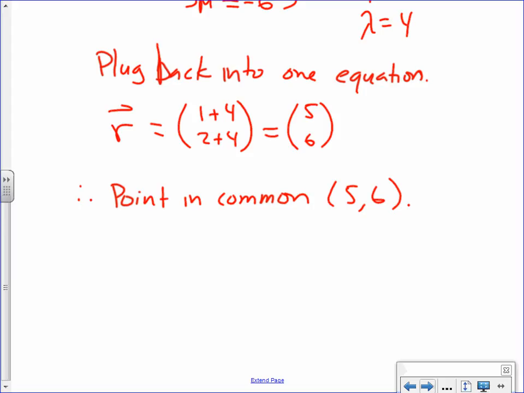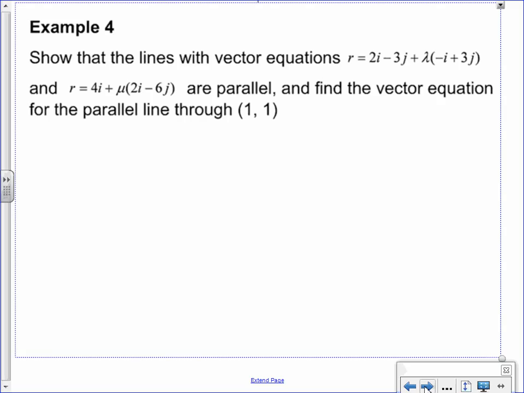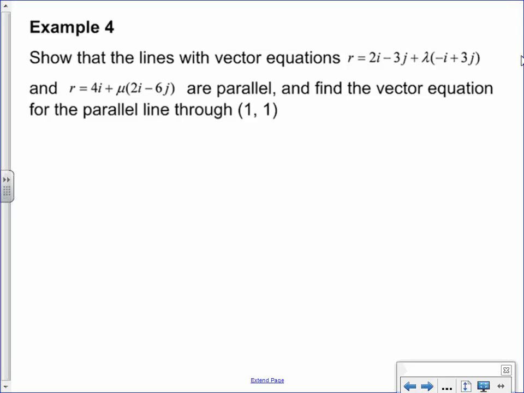Number 4 is the same thing, where it's a two-parter, right? So if you take a look at it, it says show that those two lines are A, parallel, and then B, find the vector equation for the line parallel through 1. So let's start with parallel. How are they parallel? Well, what are their slopes? Yeah, they're direction vectors, right? So the first one has a direction vector.